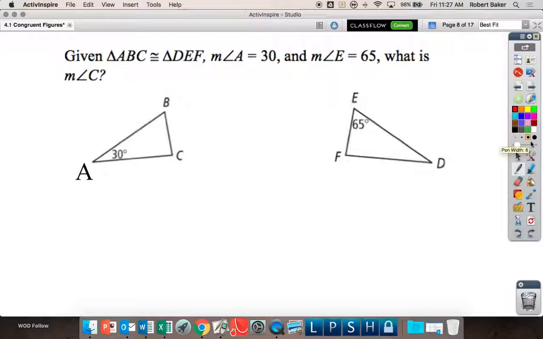So, angle A is 30 degrees, but according to this statement right here, if angle A is 30 degrees, then angle D is also 30 degrees because they are corresponding parts of congruent figures. See how the application works? Now we're able to copy that over. And it says angle E is 65 degrees.